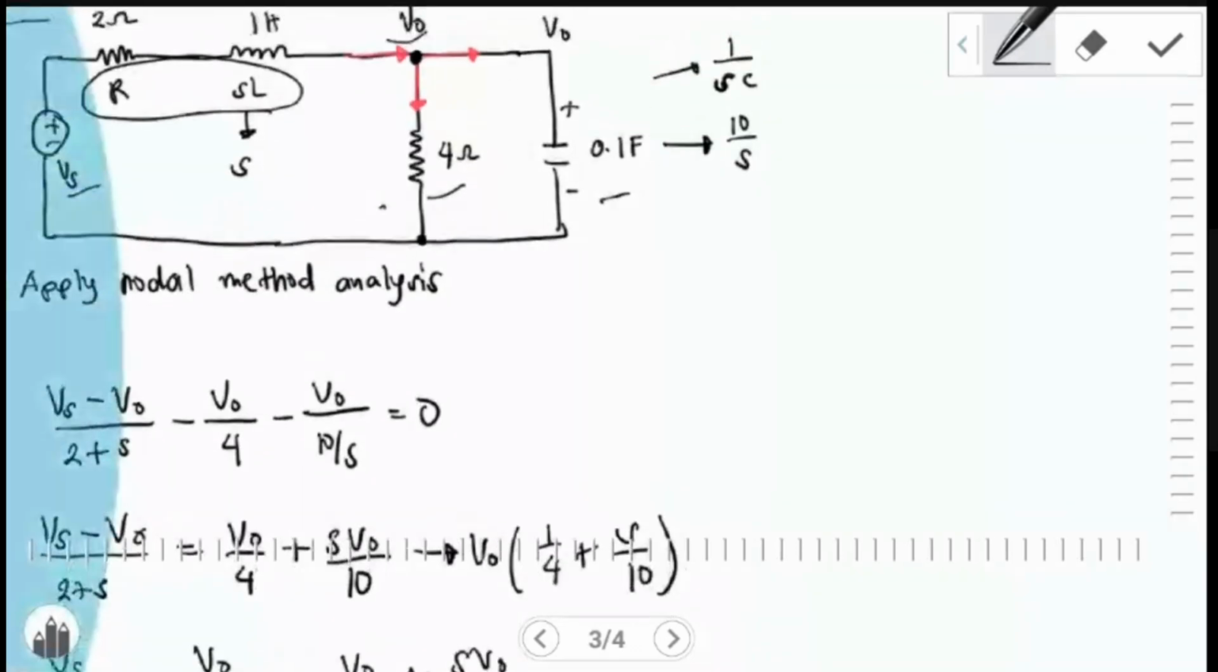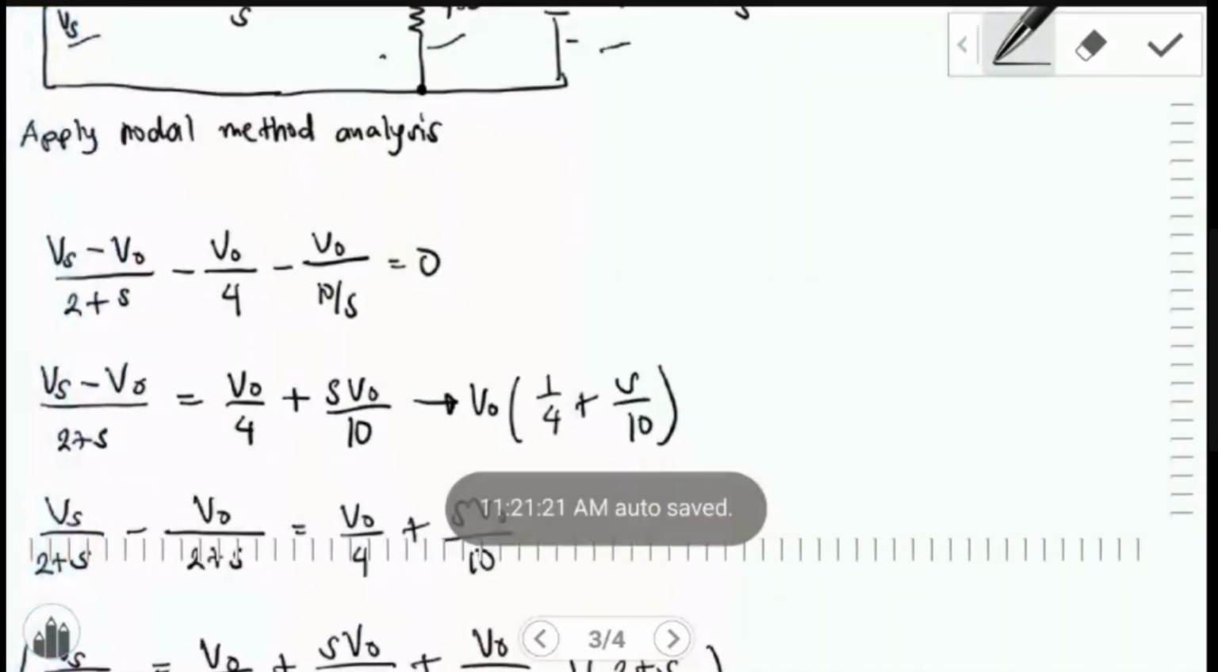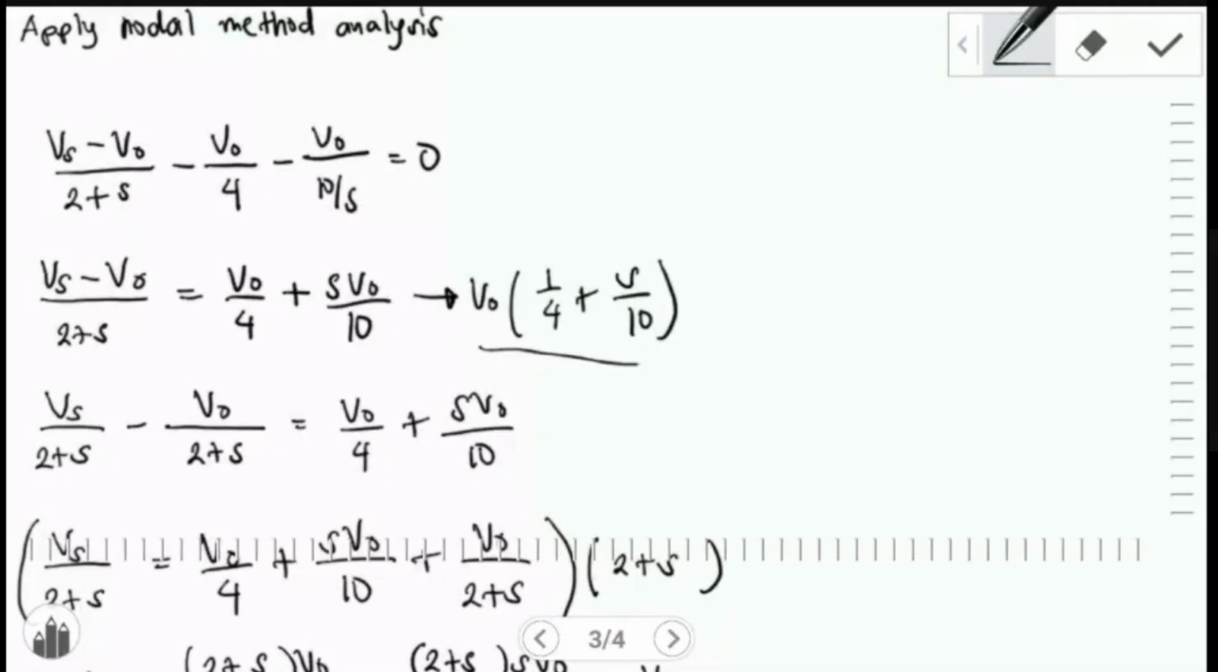Next is the second node. Take note also of the direction of current: entering current is positive, leaving is negative. So VO over 4, then minus VO over 10 over S, is equal to 0. So equate it to 0 and simplify. Then Vs over 2 plus S minus VO over 2 plus S is equal to VO over 4 plus S VO over 10.